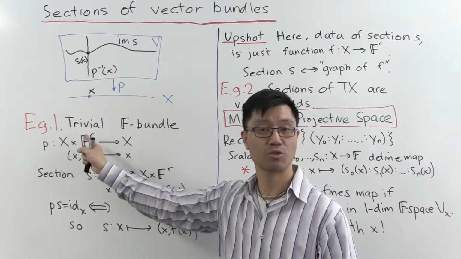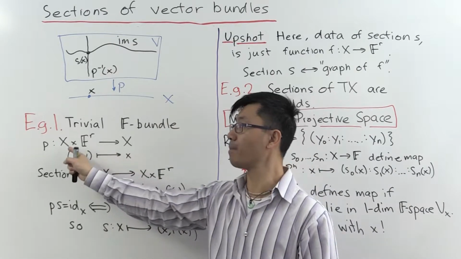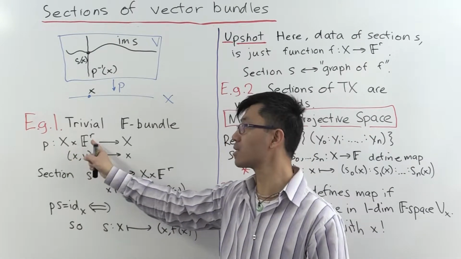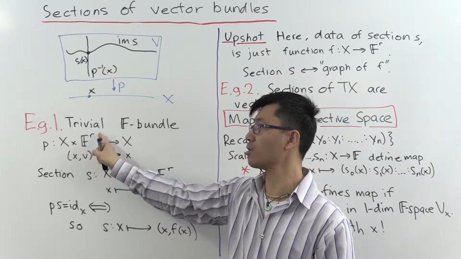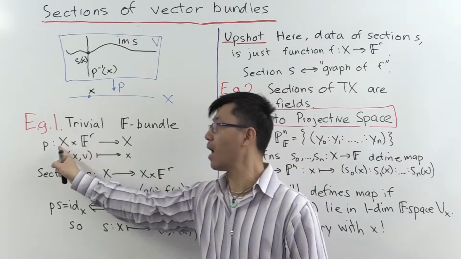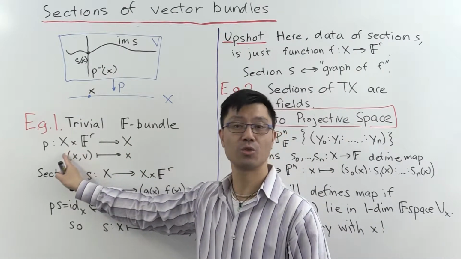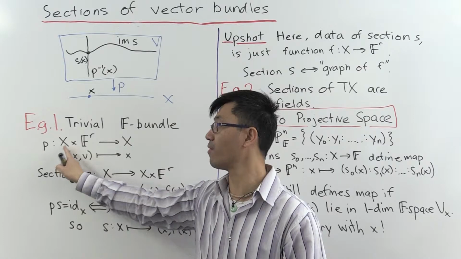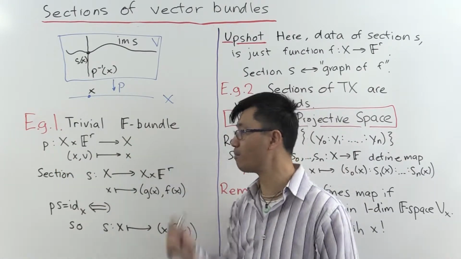So let's suppose we have a trivial F bundle. So what's that? The bundle itself will be X cross some number of copies of F, the field, say F to the r, and the map from this to X is going to be you just project onto the coordinate of X. So (x, v) just goes to x. So this is the trivial F bundle.